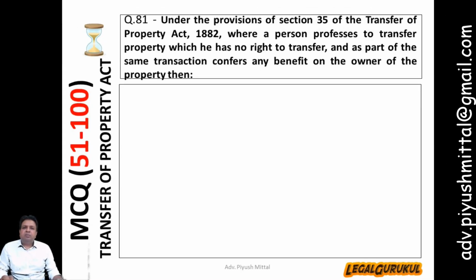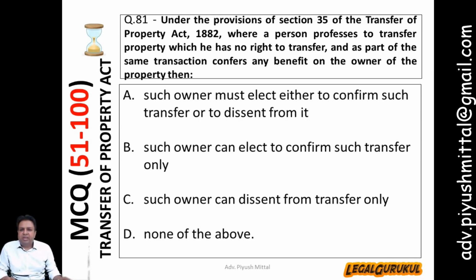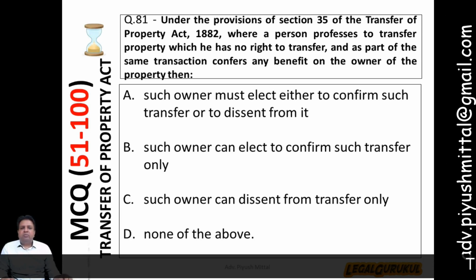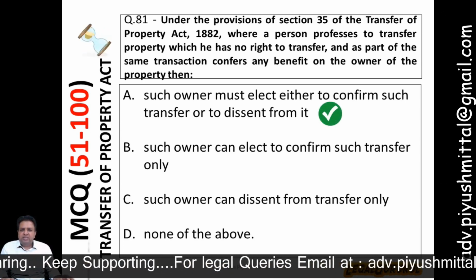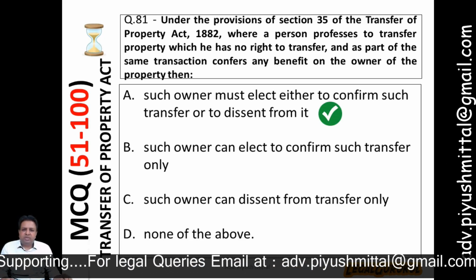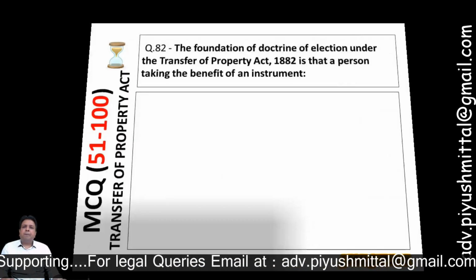Question number 81. Under the provisions of section 35 of the TPA Act, where a person professes to transfer property which he has no right to transfer, and as a part of the same transaction confers any benefit on the owner of the property, then A, such owner must elect to confirm such transfer or to dissent from it. B, such owner can elect to confirm such transfer only. C, such owner can dissent from the transfer only. D, none of the above. And the correct answer is A, such owner must elect either to confirm such transfer or to dissent from it.